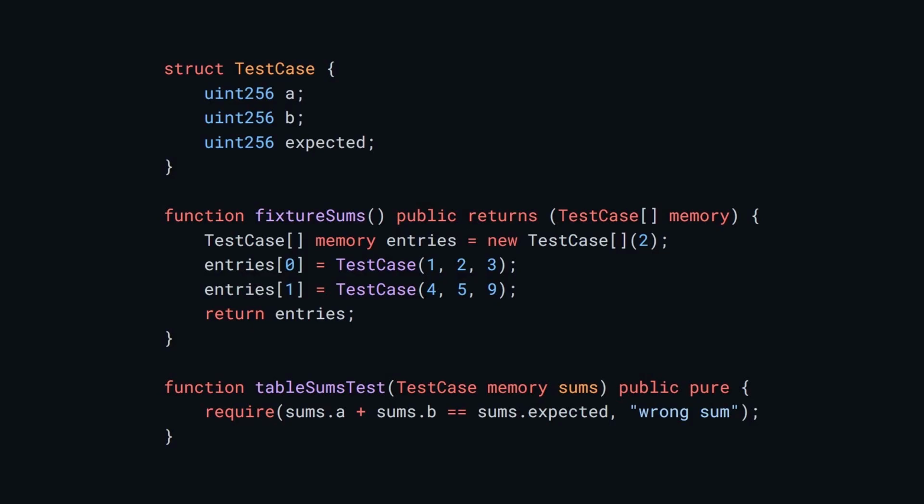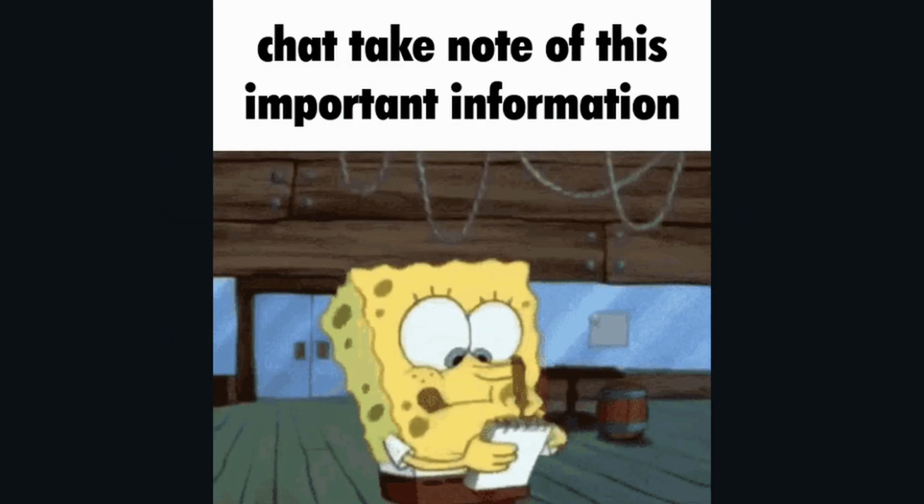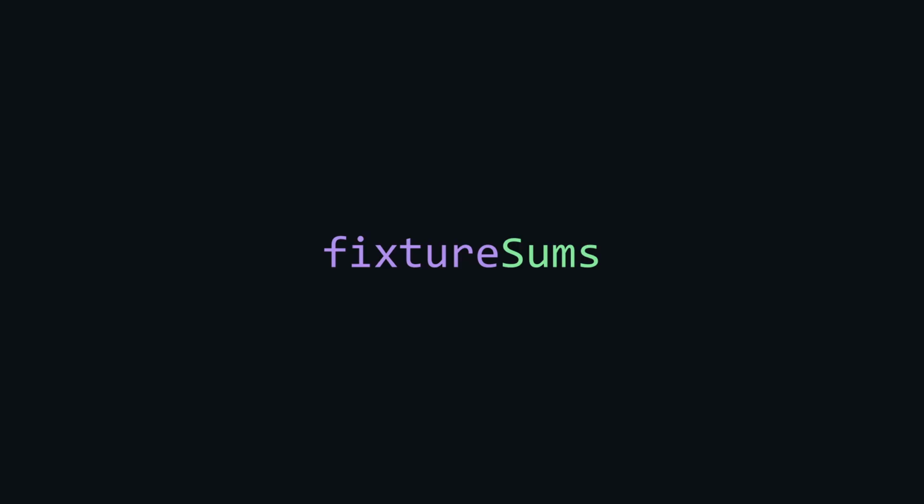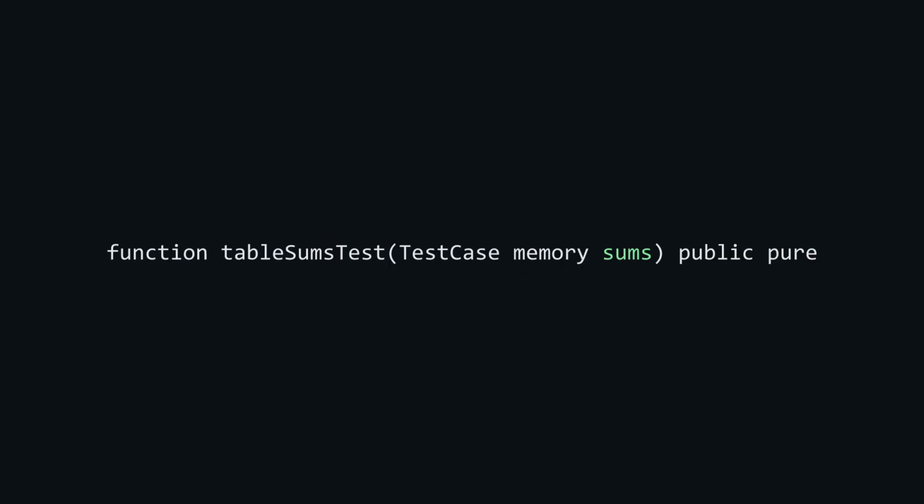One important note: when you create a fixture dataset, it should follow a specific naming pattern. First comes the fixture keyword, then the dataset name. When you use this dataset as a parameter in a table test function, the parameter name should match the dataset name but without the fixture keyword. For example, if we have fixtureSums, then the argument name in tableSumsTest should be sums.